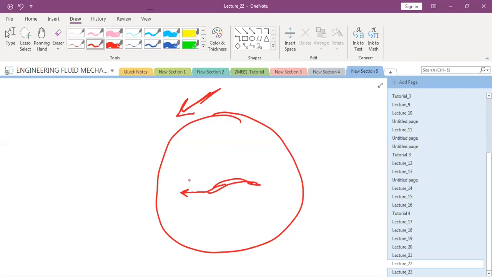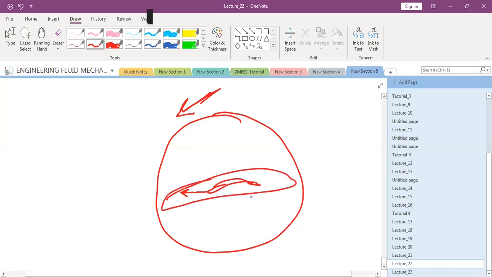Now try to think about it. If this aerofoil is very small compared to the tank, will it be able to rotate the fluid or not? No sir, then it will not. If the aerofoil is very large or comparable to the dimension of the tank, then it will set the entire fluid into rotation. Is that clear?